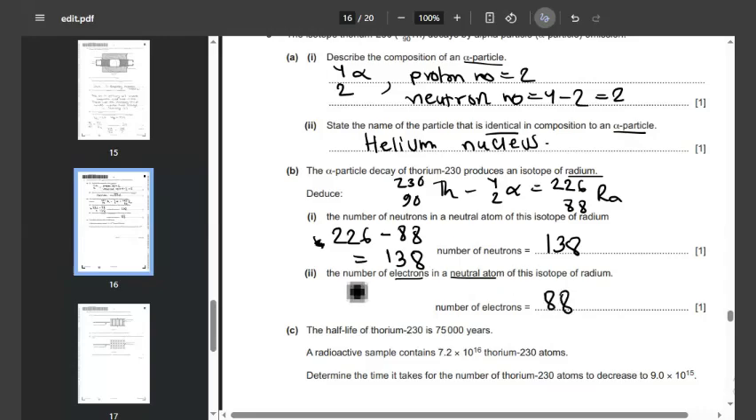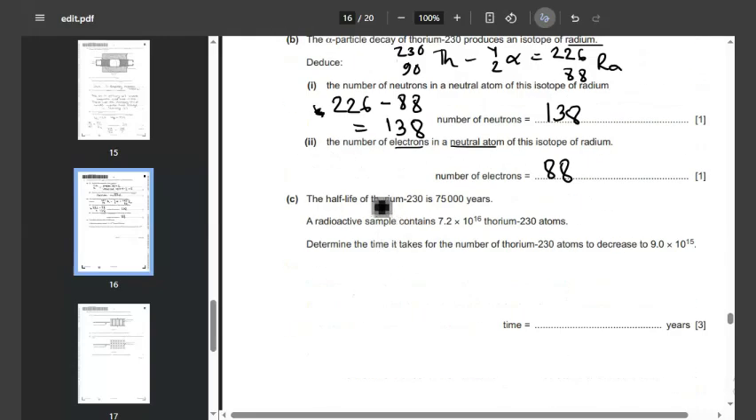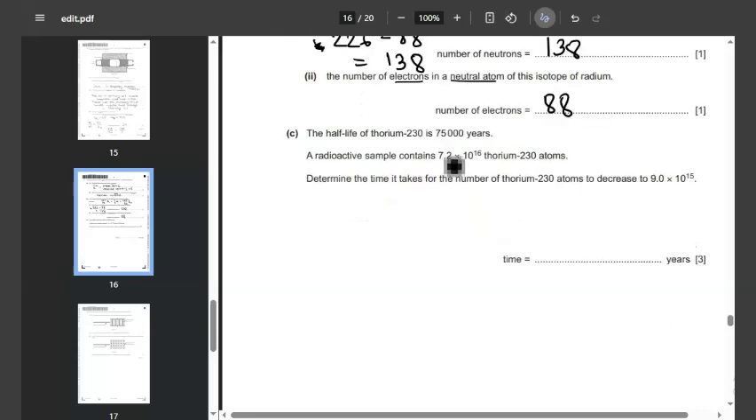Okay. Question C. The half-life of thorium-230 is 75,000 years. A radioactive sample contains 7.2 into 10 to the power 16 thorium-230 atoms. Determine the time it takes for the number of thorium-230 atoms to decrease to 9 into 10 to the power 15. So this is also another easy question. All you have to do is keep on dividing 7.2 into 10 to the power 16 by 2 until you reach 9 into 10 to the power 15, like this.